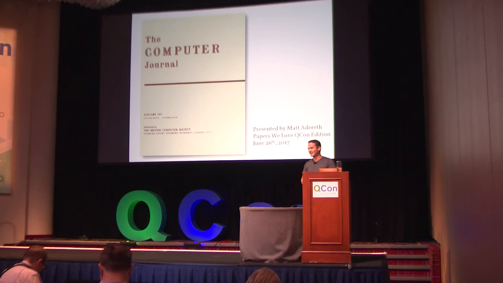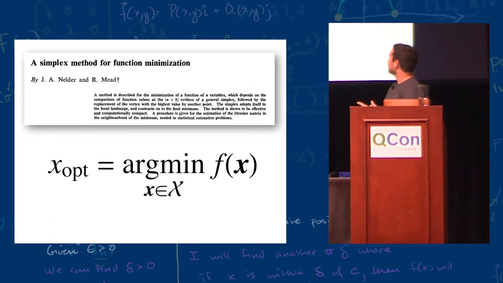So yes, the January 1965 issue of the Computer Journal. Why this issue, I will tell the story. It's fun. It started with this paper, A Simplex Method for Function Minimization, by these two guys, Nelder and Mead. It's often called the Nelder-Mead algorithm.